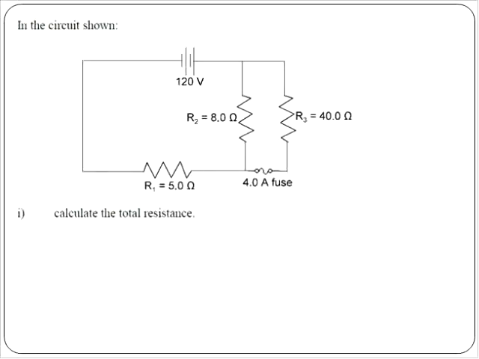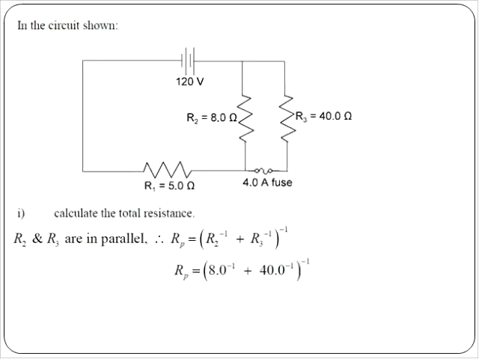Another combination circuit. First thing we're asked to do is calculate the total resistance. So I've got to combine the 2 parallel ones first, and then add that to the series one. Now if you like, you can do all that in one step. But what we've done here is R parallel equals (1 over R2 plus 1 over R3) to the negative 1.